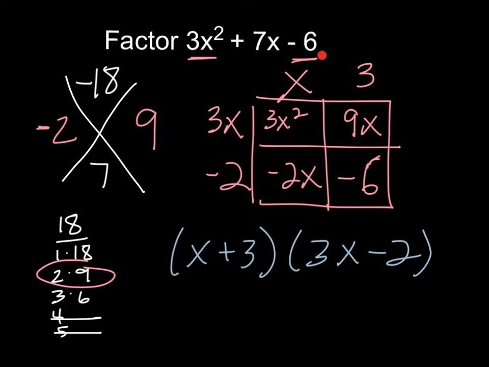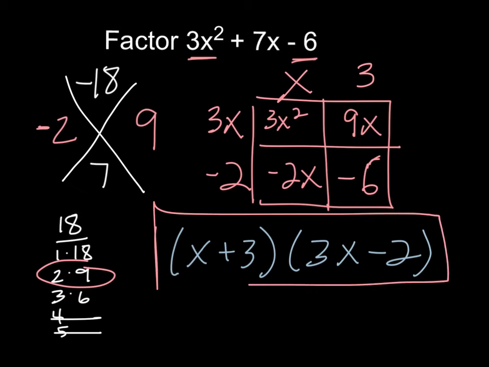Now, this time, if you look at the directions, they just say to factor. This does not have an equal sign, like an equal 0 on the end. So that means you are done. This is your answer right here.